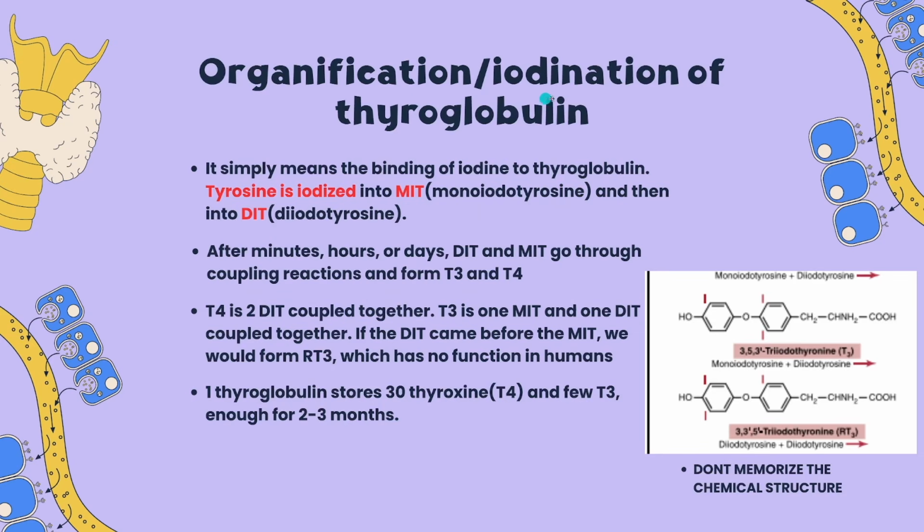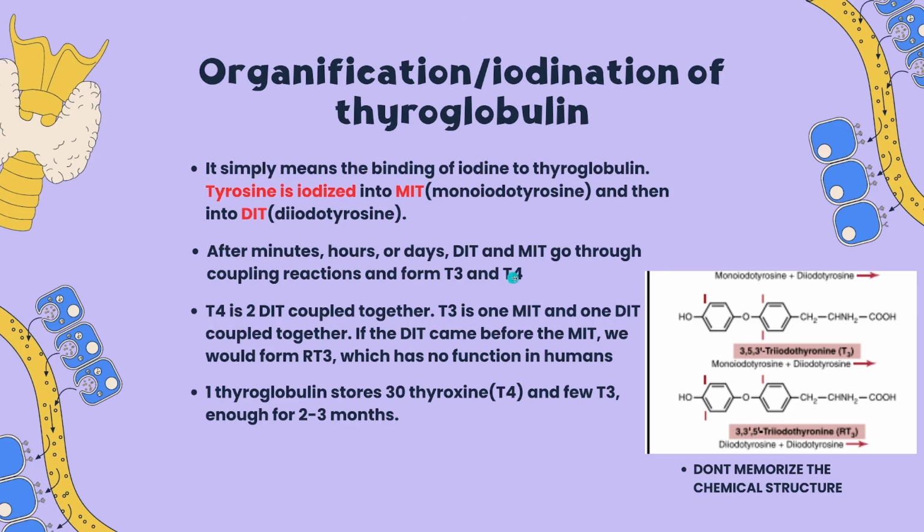After that, we have organification and iodination, which is catalyzed by peroxidase. It simply binds the iodine to the thyroglobulin. That's organification. If you have one iodine, we form MIT. If we have two, we form DIT. After minutes, hours, or days, these DIT and MIT go through coupling reactions to form T3 and T4. T4, as we mentioned before, is 2 DIT. T3 is 1 MIT and 1 DIT, after they get coupled together.